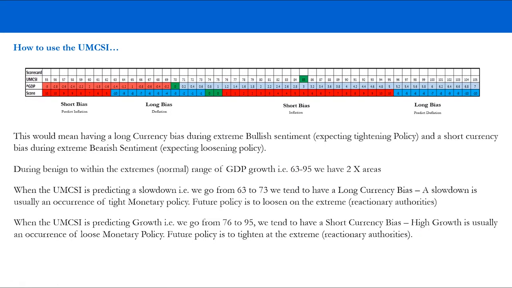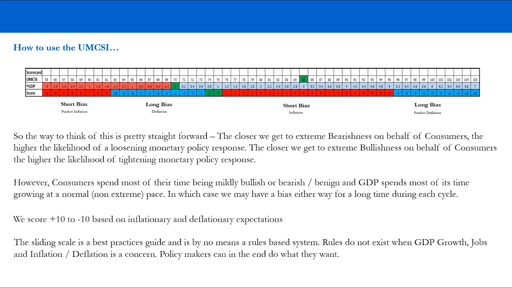So let's break this down a little bit further for you. Let's try to think of this in a pretty straightforward manner. The closer we get to extreme bearishness, so consumers getting really bearish, the higher the likelihood that the central authorities will react, and react with a loosening monetary policy. The closer we get to extreme bullishness on behalf of consumers, the higher the likelihood that the central authorities will act, and will act with a tightening monetary policy response.